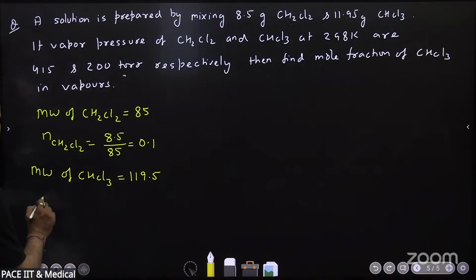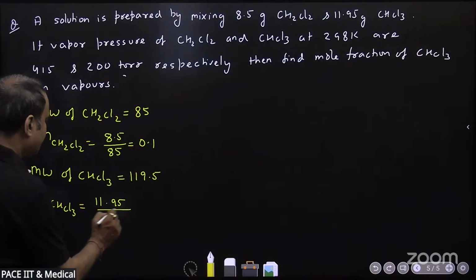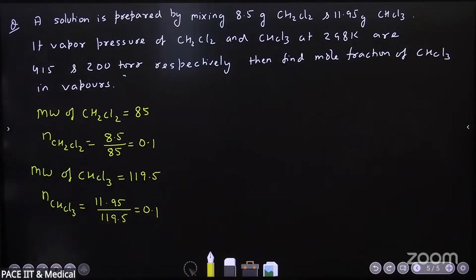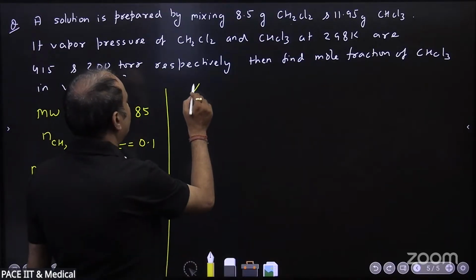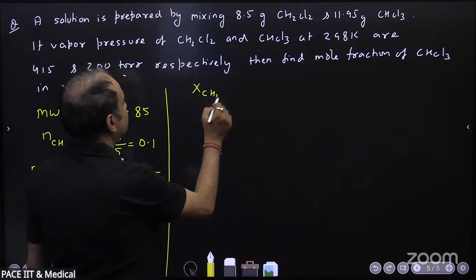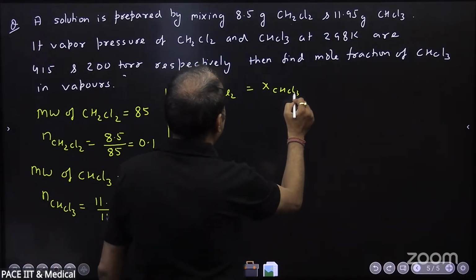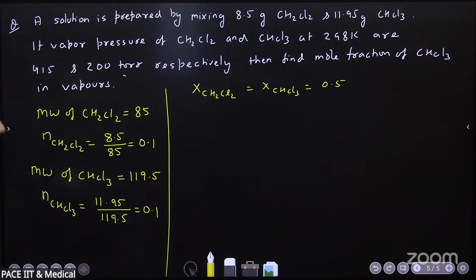119.5. So moles of CHCl3, 11.95 by 119.5, 0.1. So basically we are mixing 0.1 moles of each. So mole fraction of CH2Cl2 as well as mole fraction of CHCl3 in liquid phase will be 0.5 each because equal moles are being mixed.